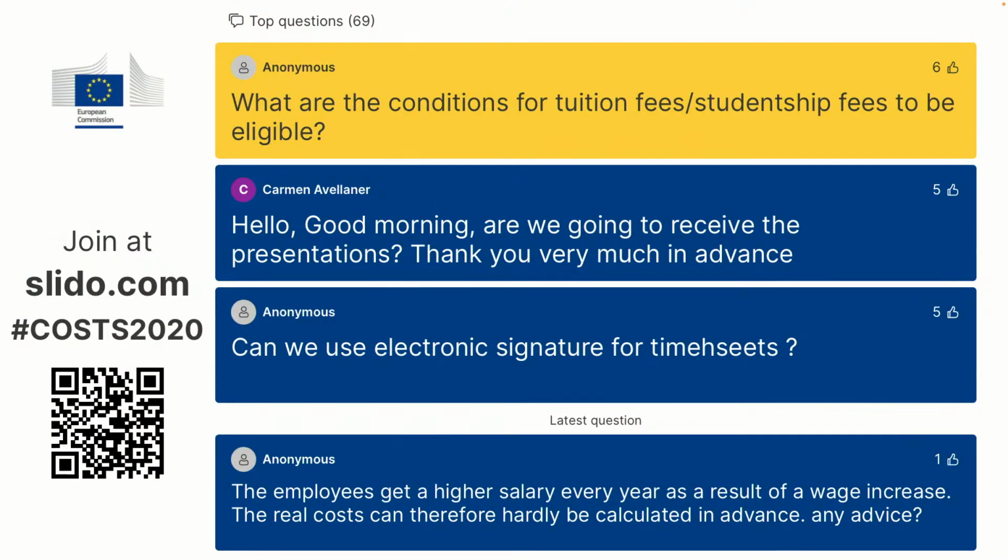Okay, next one. What are the conditions for tuition fees, studentship fees to be eligible? Well, here again we have specific explanations in the annotated model grant agreement that you can consult for the details, because not all students can be charged to the grant agreement. For instance, the agreement with the student must be work-oriented in order to be able to charge their costs. Just to give you an example, so useful to review in the annotated model grant agreement explanations.